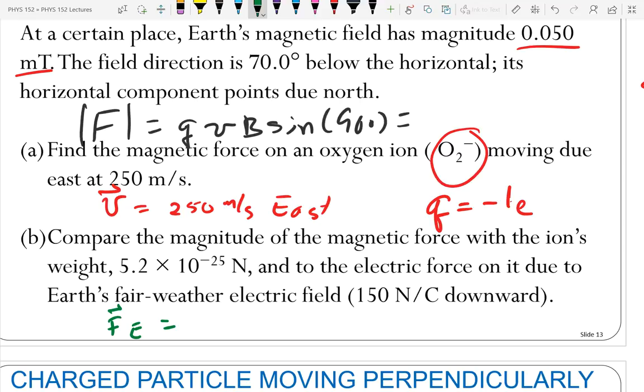This reminds me, we have a test on Tuesday. This is going to be on the test, you know.